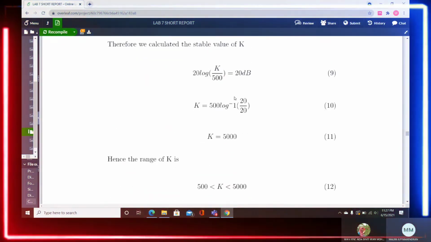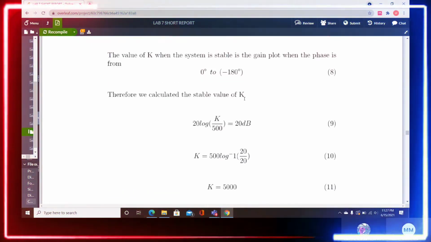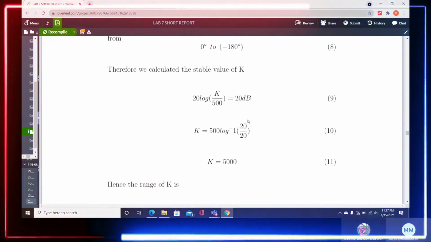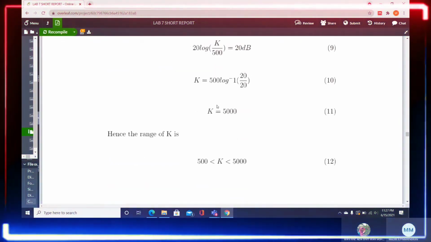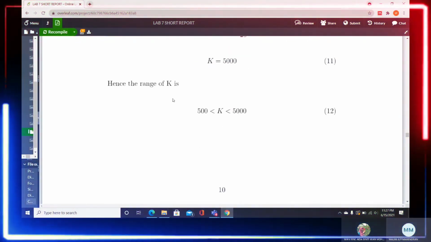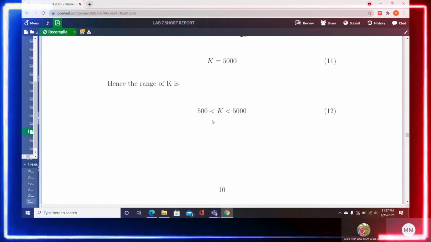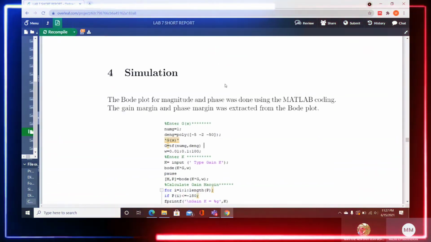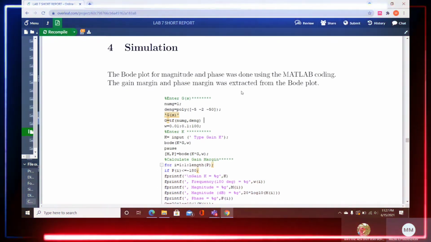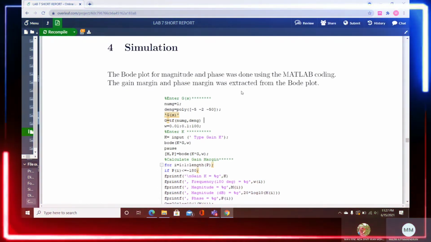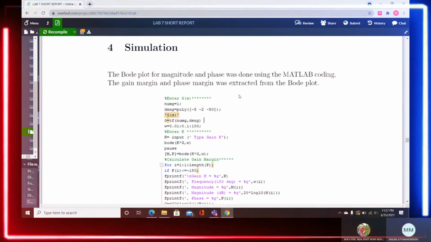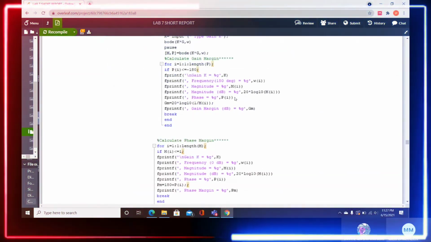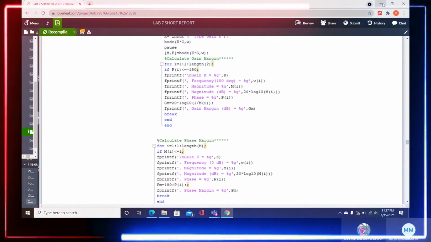And from that we can calculate the value of K where the system is stable. So we did a few calculations to get the value of K, which equals 5000, and we found out that the range of K where the system is stable is from 500 to 5000. So K will be in between those two values. And then we used MATLAB software to do the simulation using the given transfer function and the assumed value of K, which is 1500. So my partner Wan Erni Aida will be sharing a screen to show the result that we obtained from the MATLAB software.